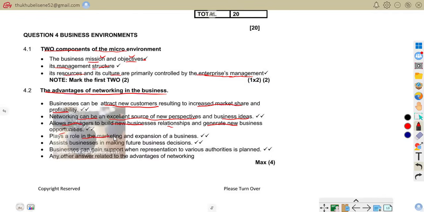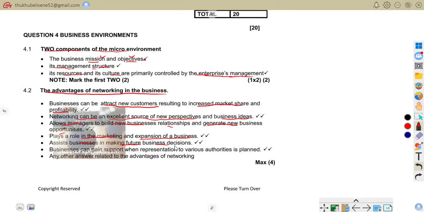Plays a role in the marketing and expansion of a business. So it means that it helps with marketing and expansion. So networking increases brand awareness, we know that, and supports business growth. That is that. That can happen by promoting products at networking events or expanding into new markets through business contacts.